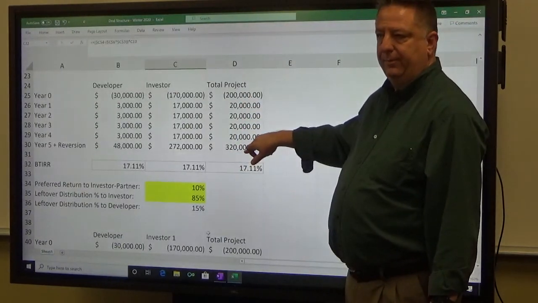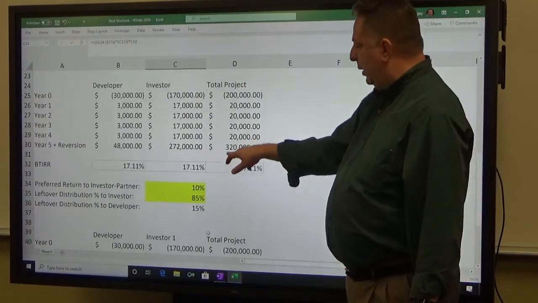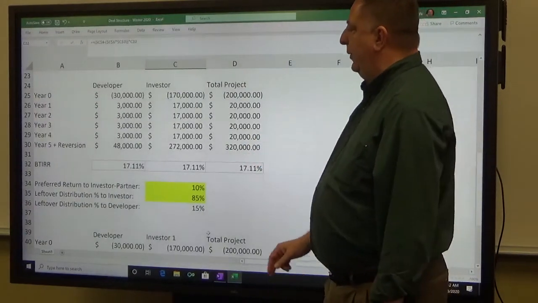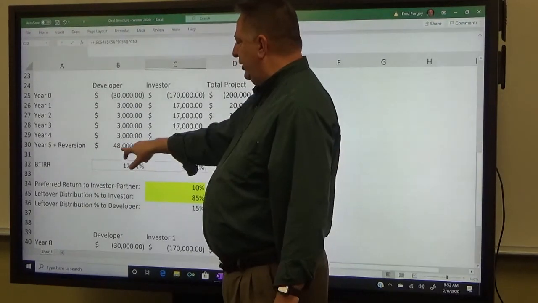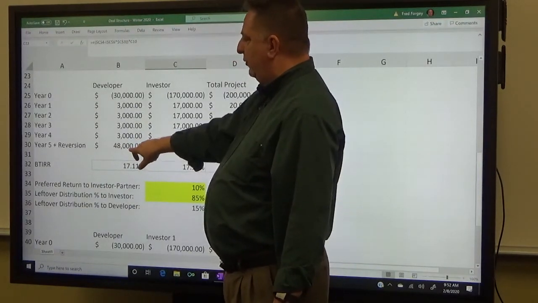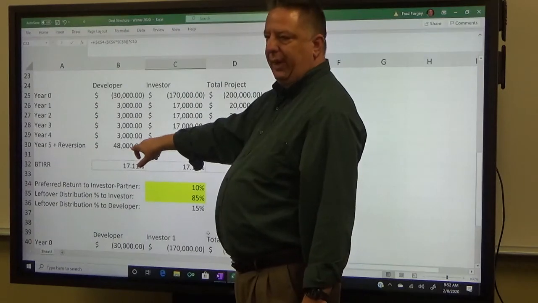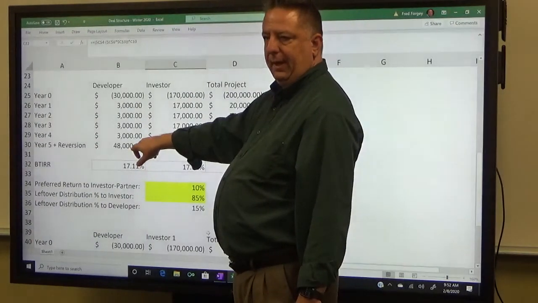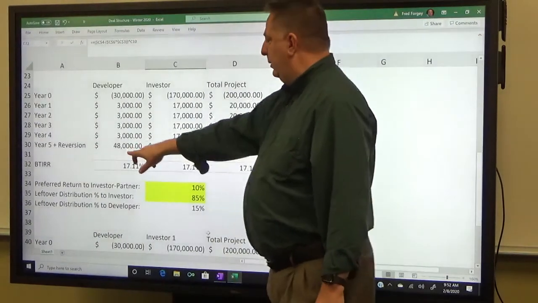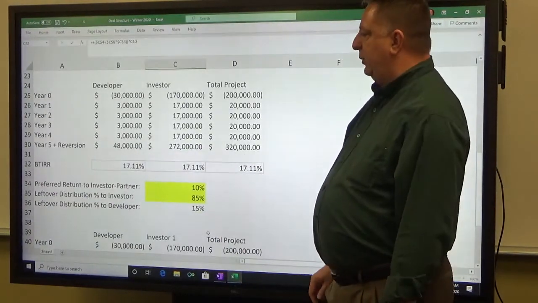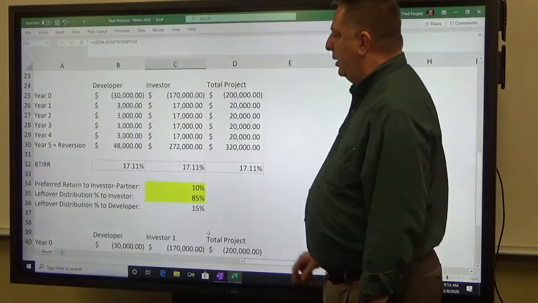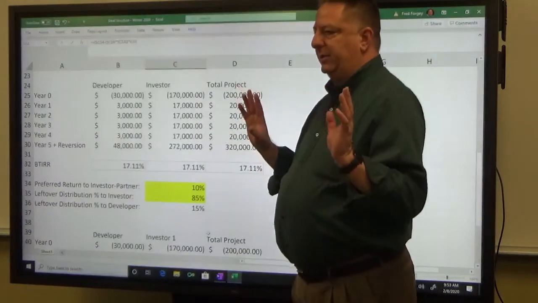Does that make sense? Okay, so of that 300,000, you're saying that 45,000 is the reversion plus the 3,000 for the year 5 cash flow equals our 48. Okay, everybody with me? Cash flow plus the reversion. So in other words, all we're doing is some simple addition here.